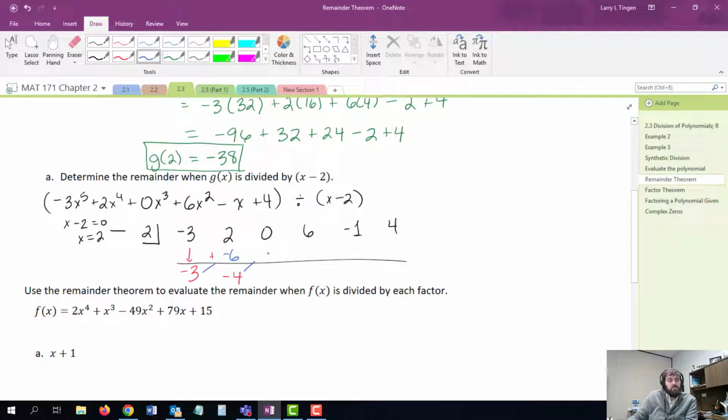Multiply -4 times 2 is -8. 0 plus -8 is -8. -8 times +2 is -16. 6 plus -16 is -10. -10 times 2 is -20. -1 plus -20 is -21. -21 times 2 is -42. 4 plus -42 is -38. And look at that. There it is again.